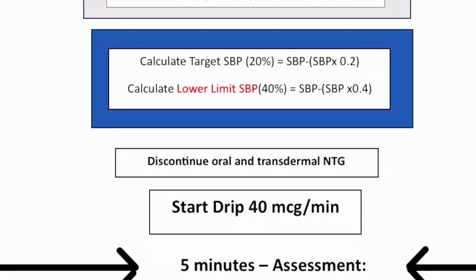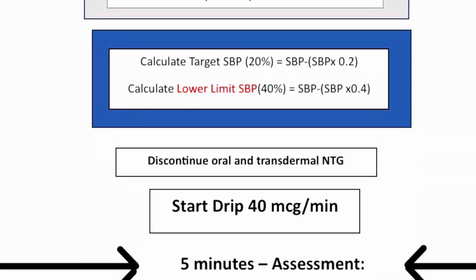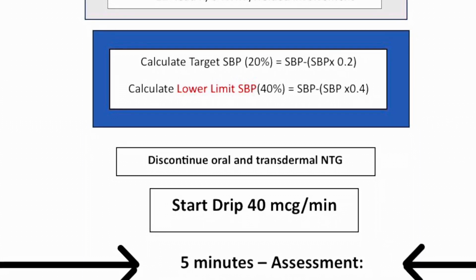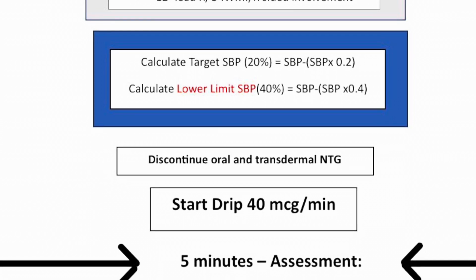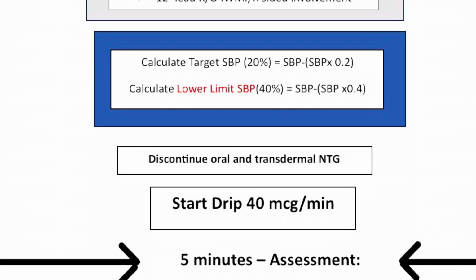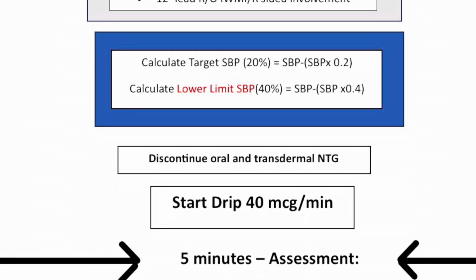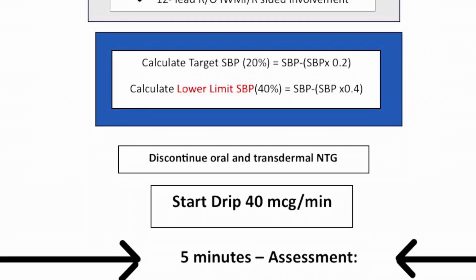To get your target blood pressure, you're going to take your initial systolic blood pressure, times it by 0.2, and then you subtract that number you got from your systolic blood pressure. That's going to give you your target blood pressure. To get your lower limit blood pressure, you do that same thing, take your systolic blood pressure, and instead times it by 0.4, and then subtract that number that you received from your systolic blood pressure.